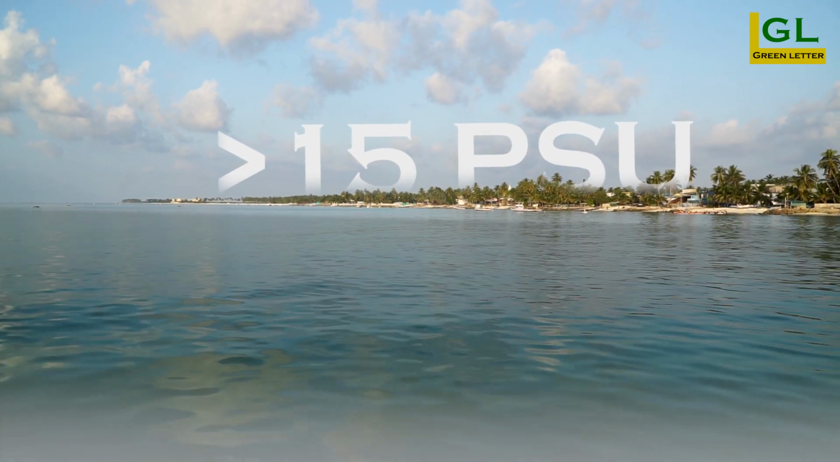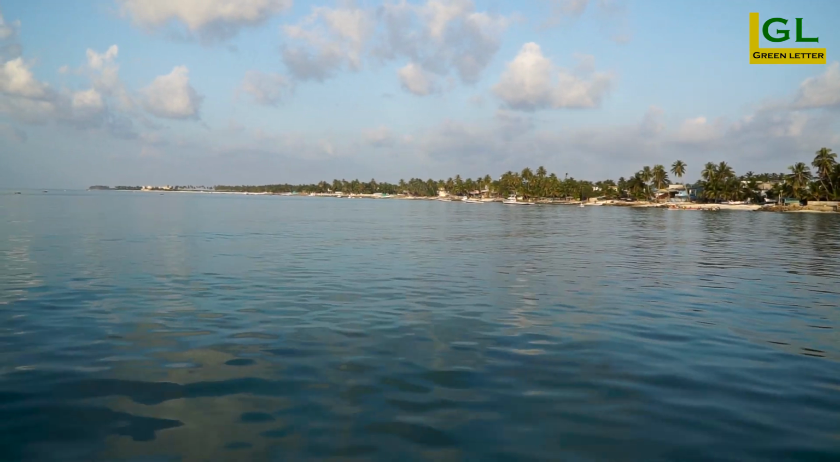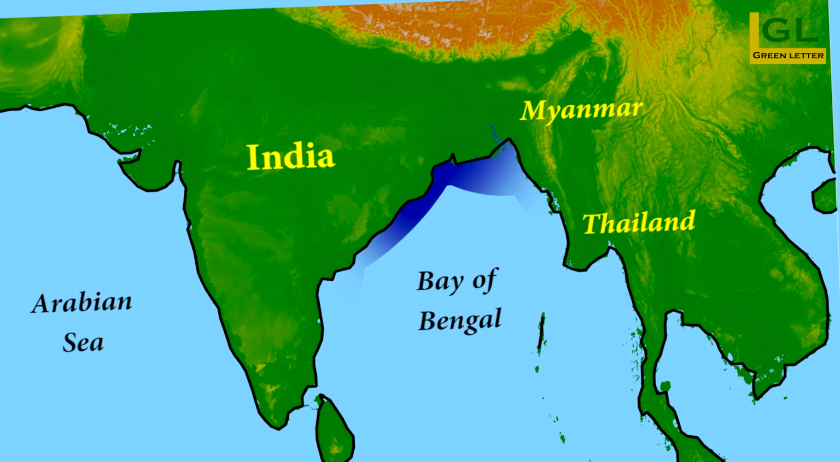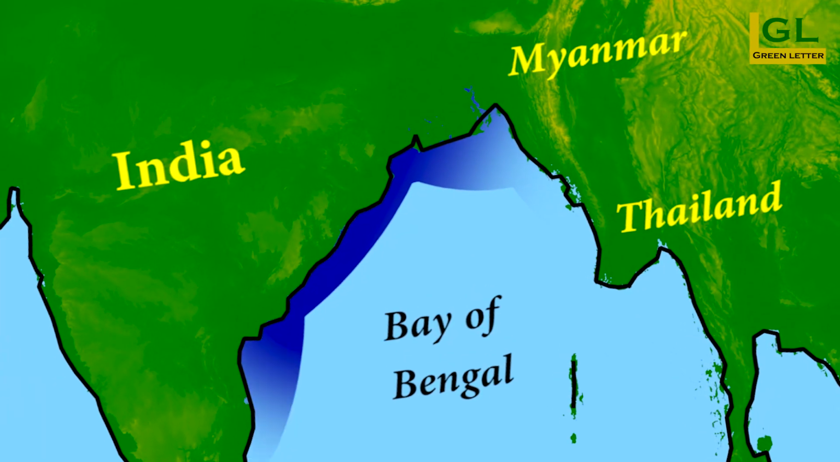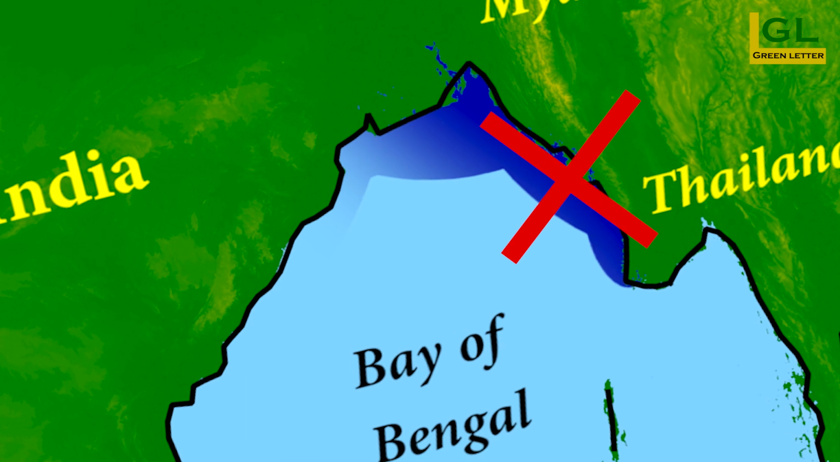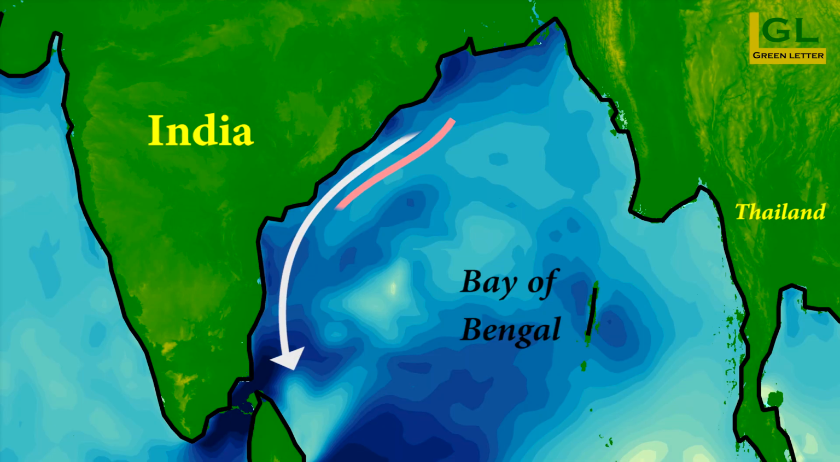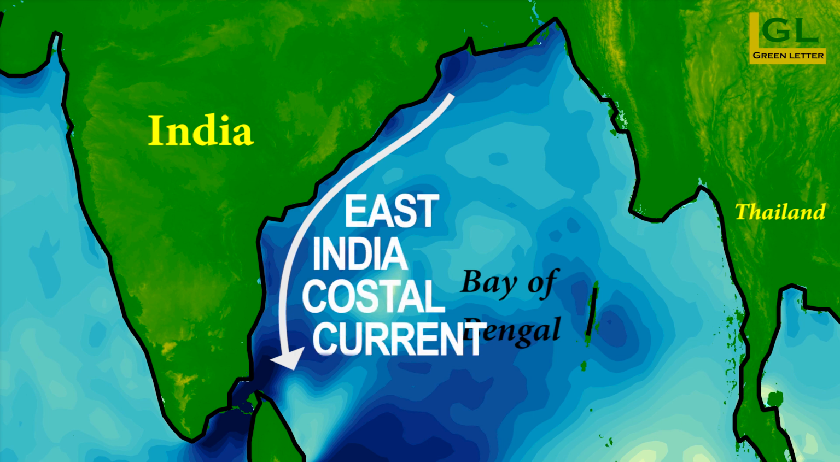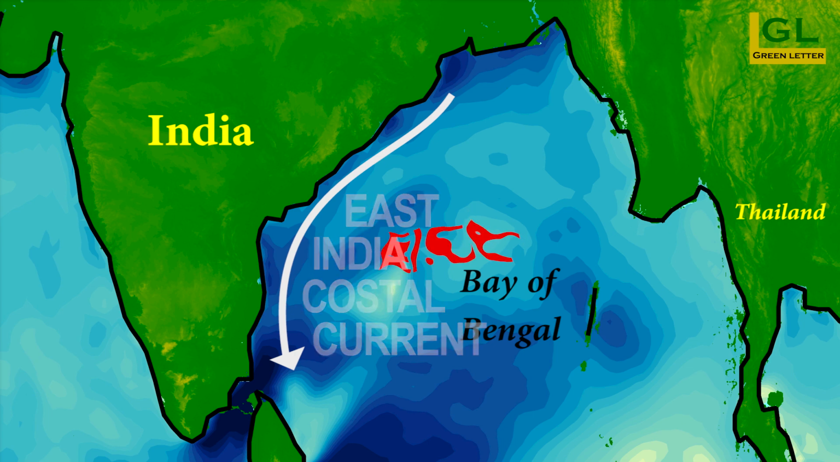But how does it propagate only along the Indian coast? It can go on the other side also. Scientists revealed there is a coastal current flowing along the east coast of India, which is known as the East India Coastal Current, or simply EICC.